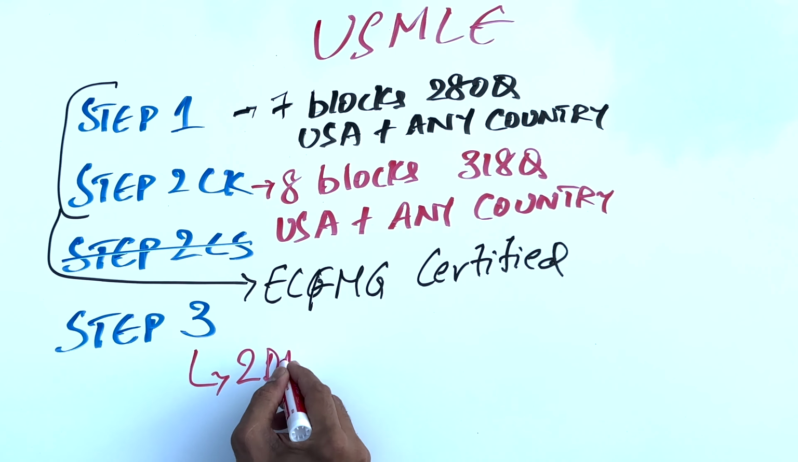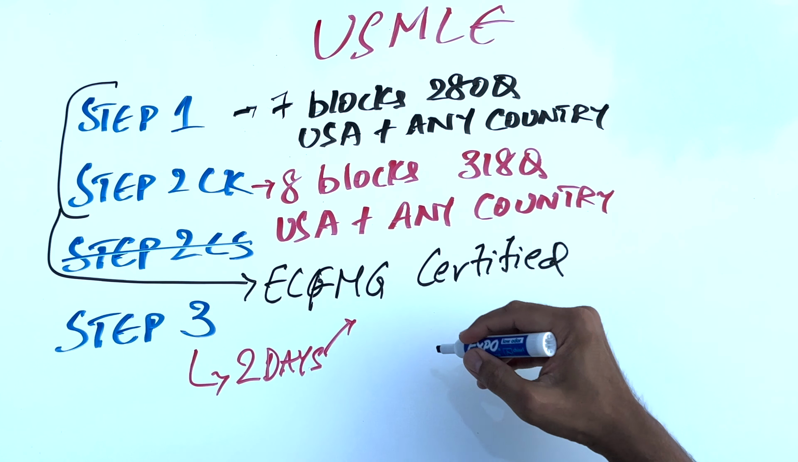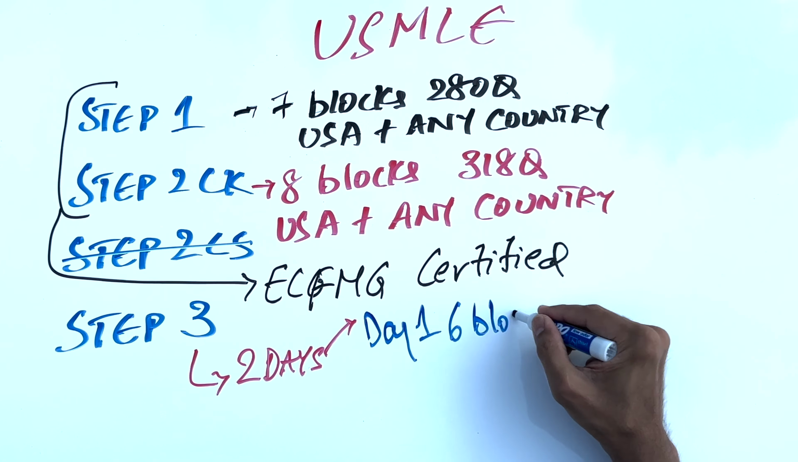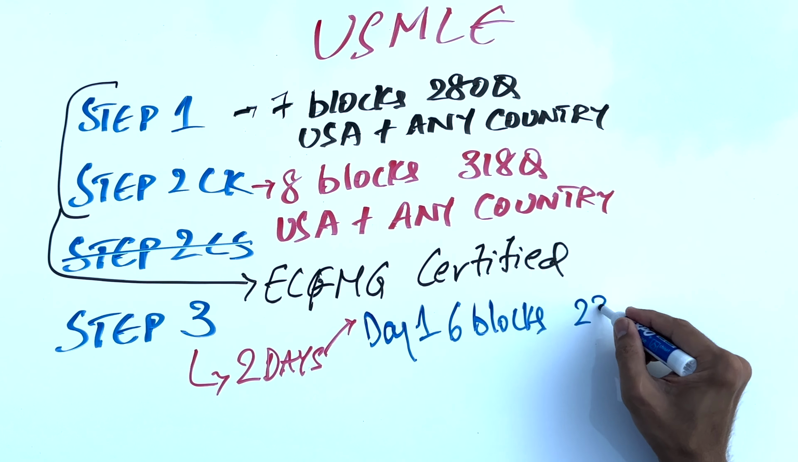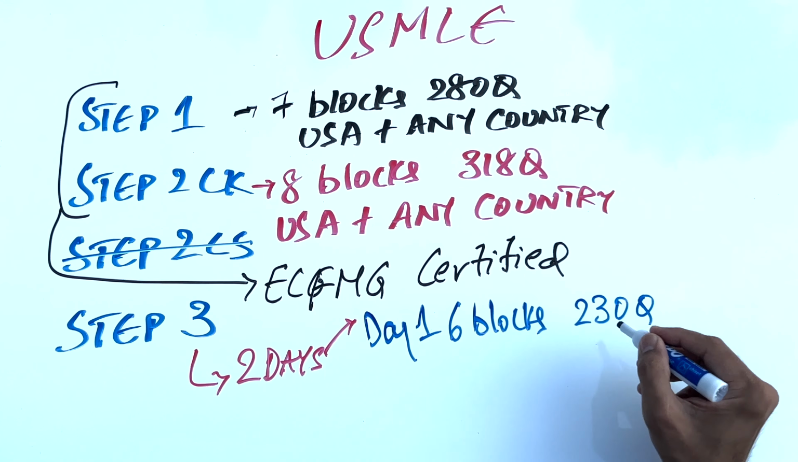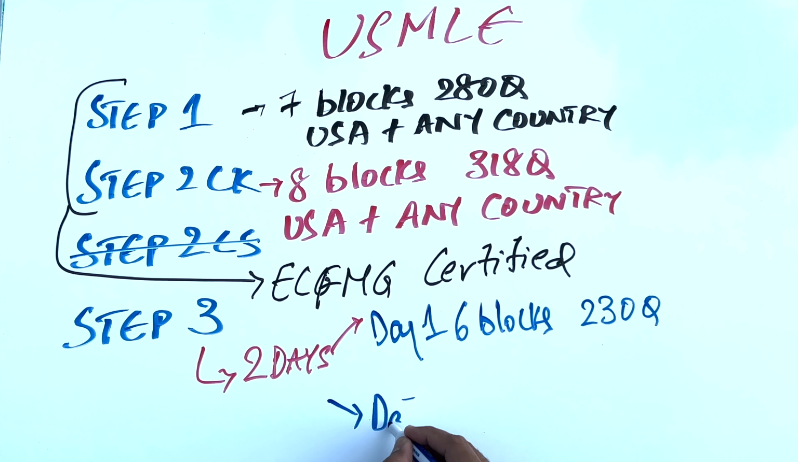Now, Step 3 consists of multiple choice questions, also known as items, plus a computer-based case simulation scenario. This is a 2-day exam. The first day of testing includes about 230 MCQs divided into 6 blocks, 60 minutes each for completion of each block. There are approximately 7 hours of test session on the first day, and then a little bit for breaks and tutorials. Now the second day will be a 9-hour session.